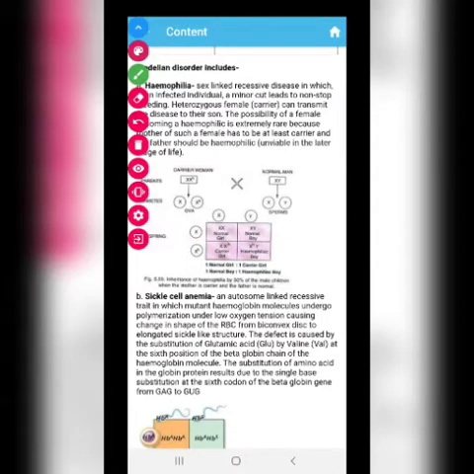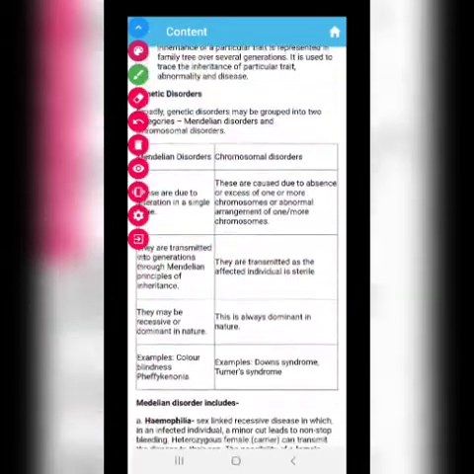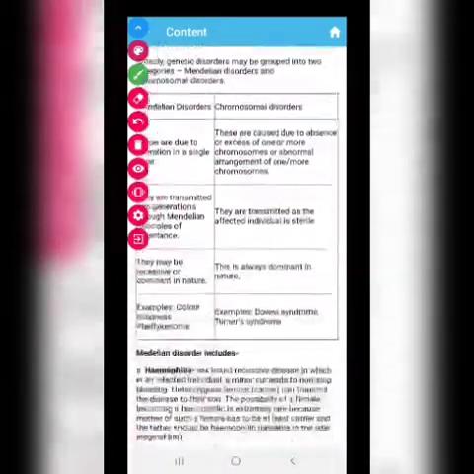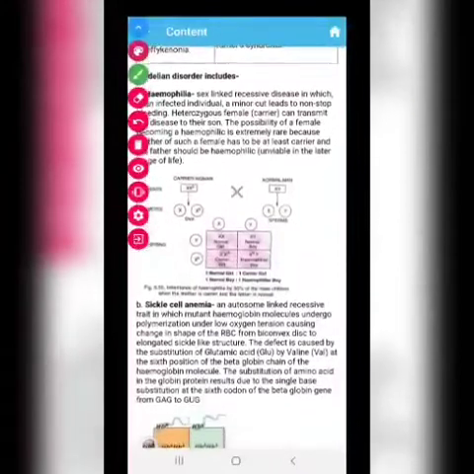Today we are starting the topic Hemophilia, that means Mendelian disorders. And in the previous session we had talked about other things also, such as genetic disorders, pedigree analysis and mutation in 12th class NCERT biology book.